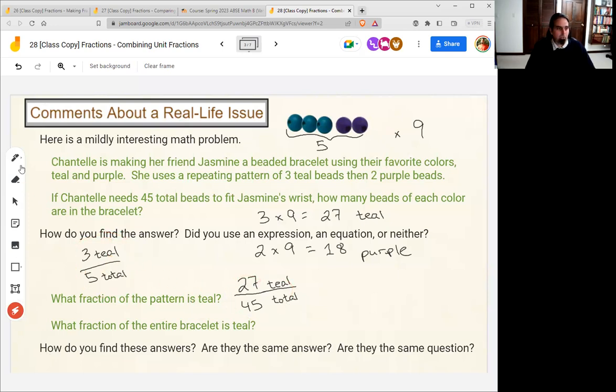If you're thinking of unreducing fractions, then what's happening is we're saying times 9 on the top and times 9 on the bottom. 3 times 9 is 27. 5 times 9 is 45. So this is the same fraction. It's just a little different, whether you think of it as I'm only looking at one of the 9 pattern bits, or I'm looking at the whole bracelet once it's done. But the fraction that's teal is still the same. These fractions are equivalent.